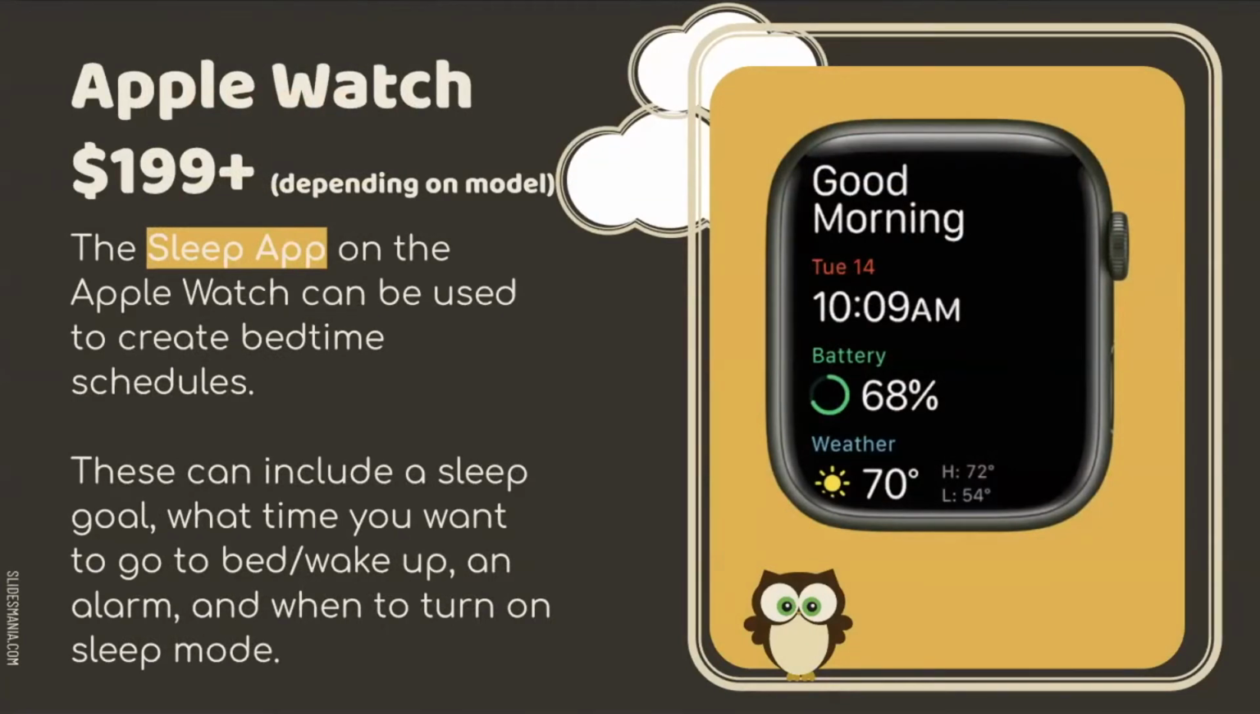The next device that we'll be speaking about is Apple Watches, which can cost anywhere from $199 and above, depending on the model as well as the currency. The sleep app on the Apple Watch can be used to create bedtime schedules. These can include a sleep goal, what time you want to go to bed or wake up, an alarm, and also when to turn on sleep mode. So if you already have an Apple Watch, this can be a really great tool that's available to you.